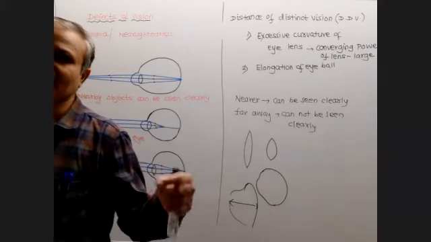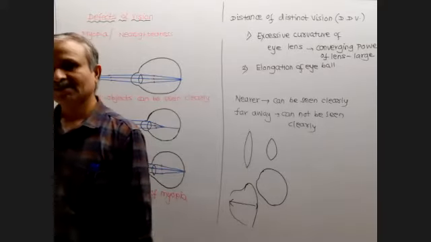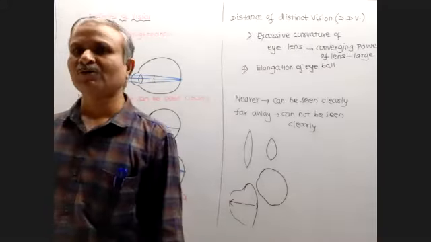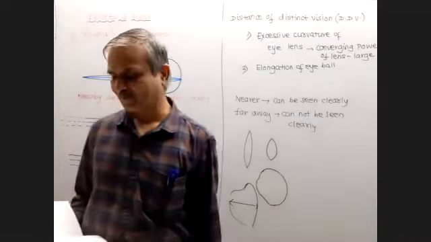Just remember, near point is 25 centimeter, far point is infinity. Obviously, this is for a normal eye. Normal eye means it does not have any defect of the eye.